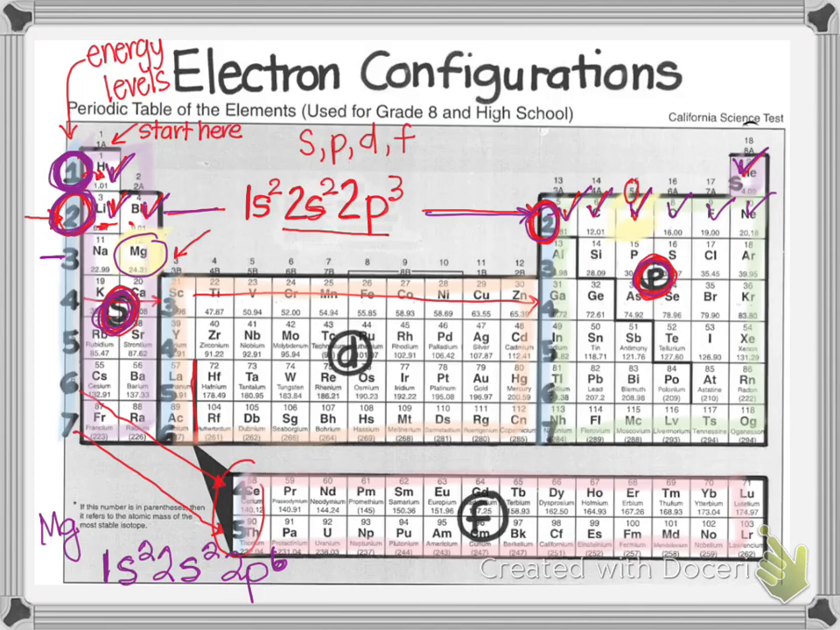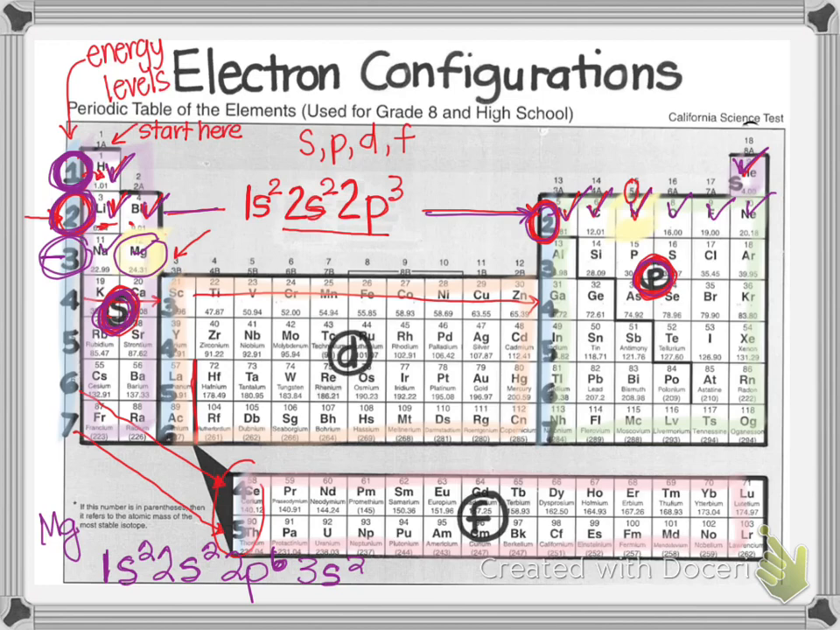Okay. I'm still not done. Now I have to go to the third row. So I write 3. I go in the S's. The first 2 columns are the S's. And then I count 1, 2. And so that's magnesium. I stop now because I'm at magnesium.